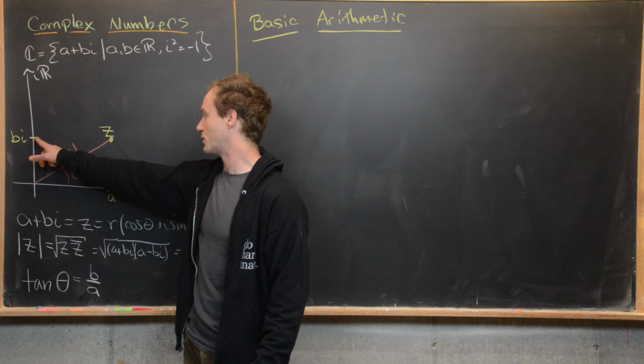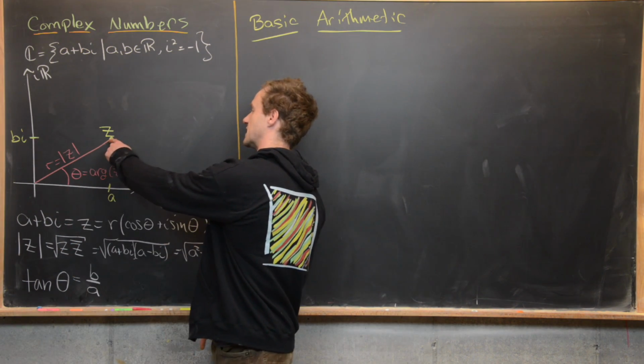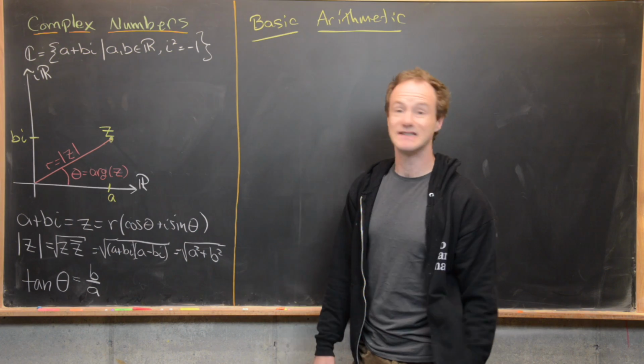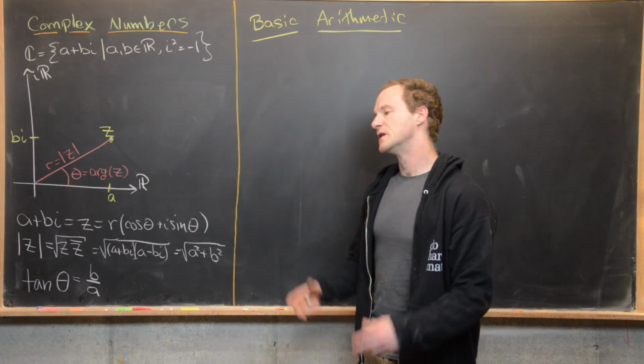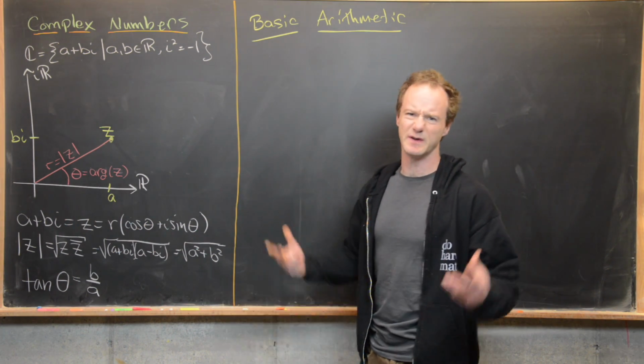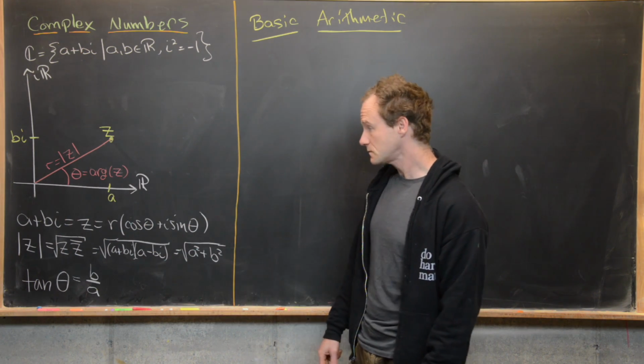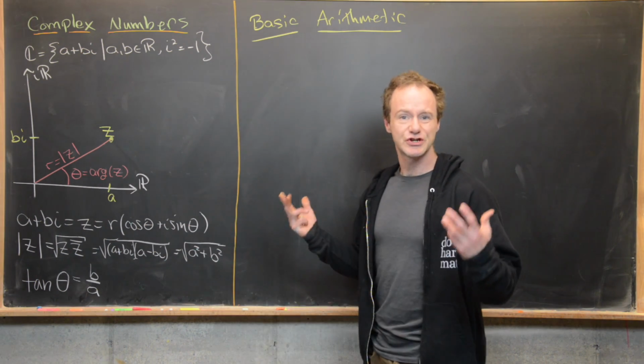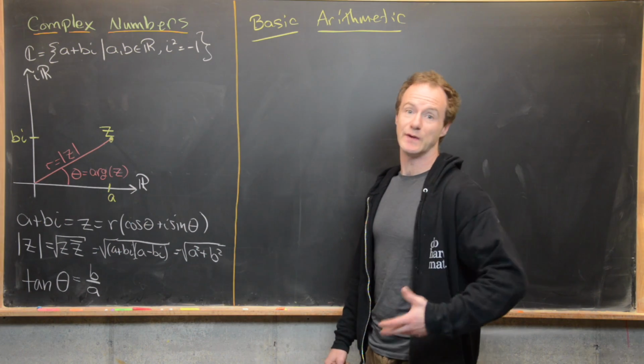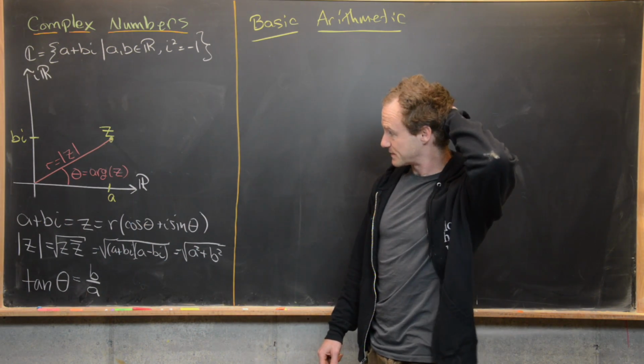So that means this point right here is bi. So that makes this point right here z, which is a plus bi. So in the Cartesian coordinate plane, this would be like (a, b). Good. And then there are two main ways to express a number in the complex plane.